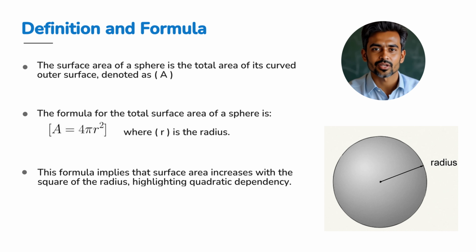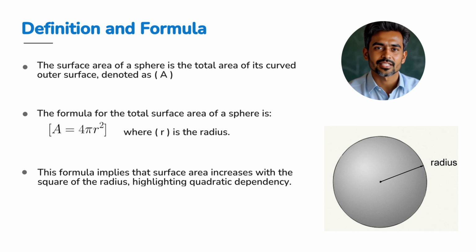Now comes the important part, the formula. The total surface area of a sphere is given by the famous formula A equals 4 pi r squared. Let me say that slowly. A is equal to 4 times pi times r squared. Here, r is the radius of the sphere, the distance from the center O to any point on the surface, and pi is approximately 3.14.